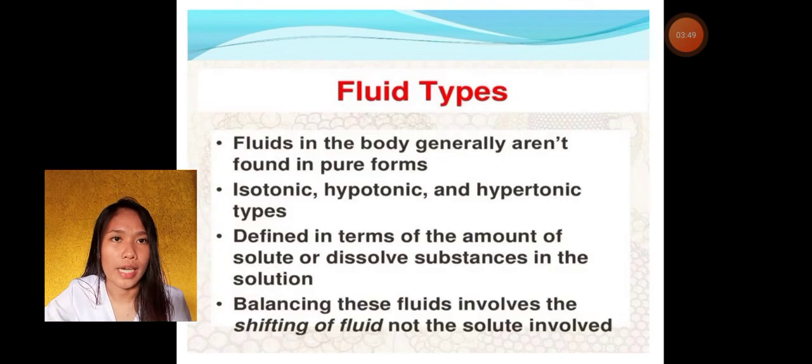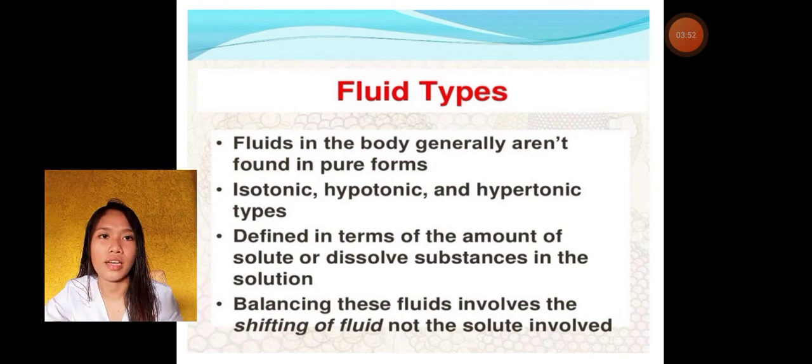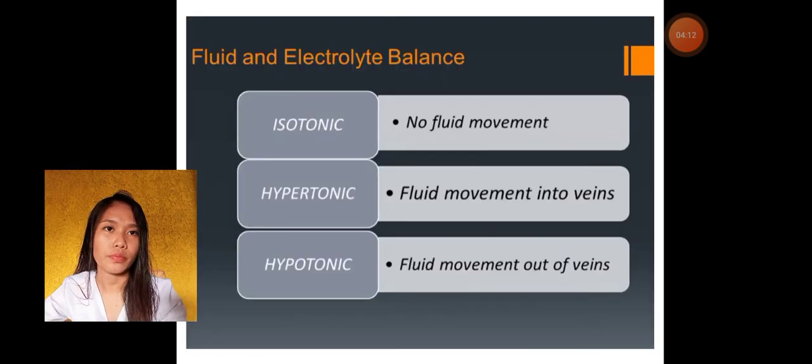And these are the fluid types. Fluids in the body generally aren't found in pure forms. They are isotonic, hypotonic, and hypertonic, defined in terms of the amount of solute or dissolved substances in the solution. Balancing these fluids involves shifting of fluid, not the solute involved. So, there are 3 types: isotonic, no fluid movement; hypertonic, fluid movement into veins; and hypotonic, fluid movement out of veins.